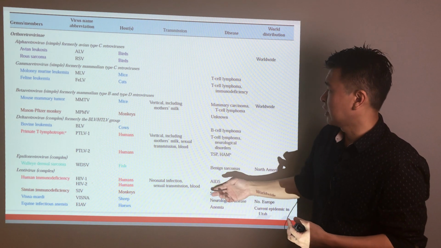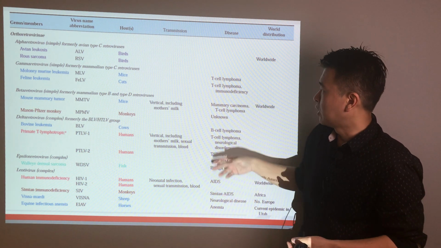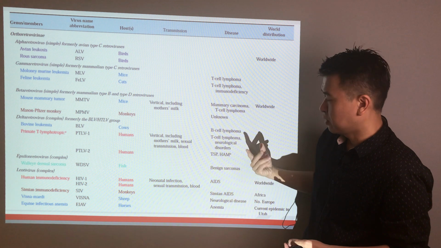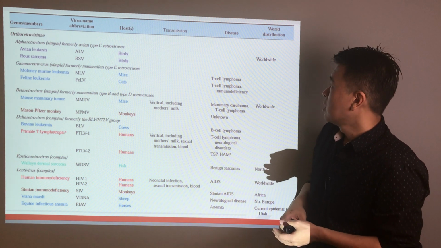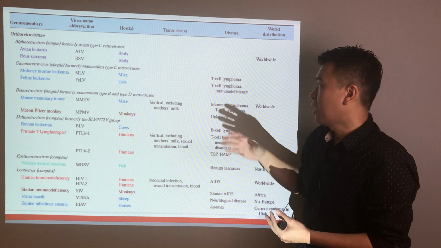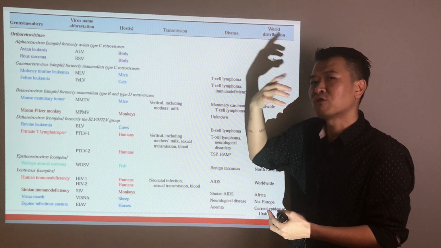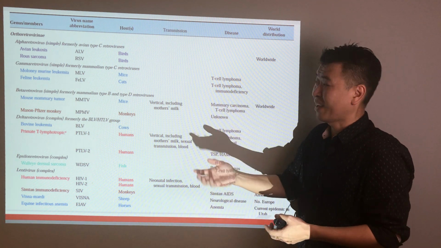Also it can cause immunodeficiency in humans, in cats, and in monkeys as well. So later during applied virology, you will learn more about how the genes in this retrovirus can actually transform a normal cell into a cancer cell.